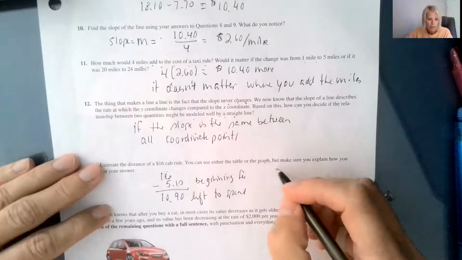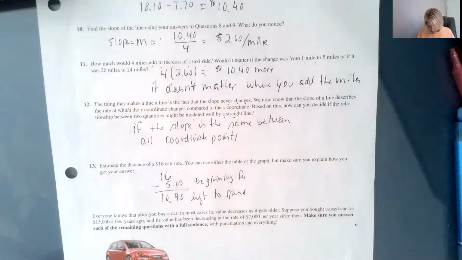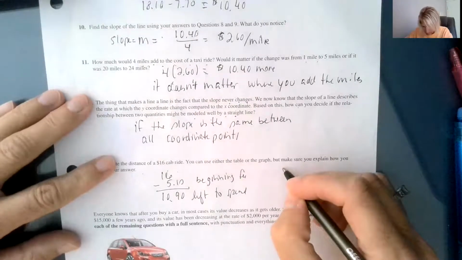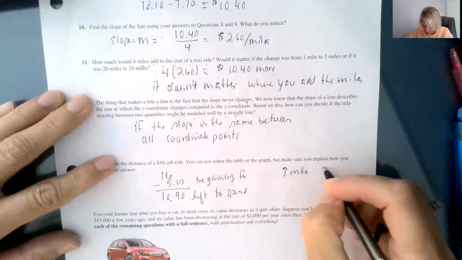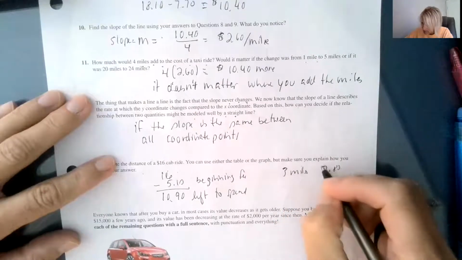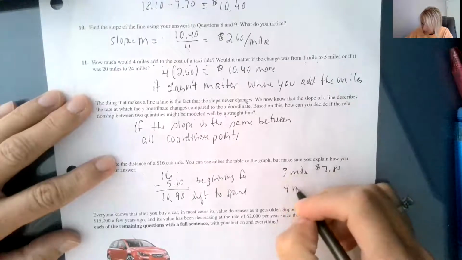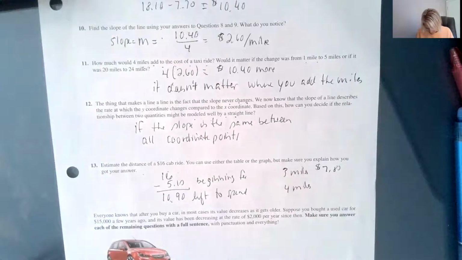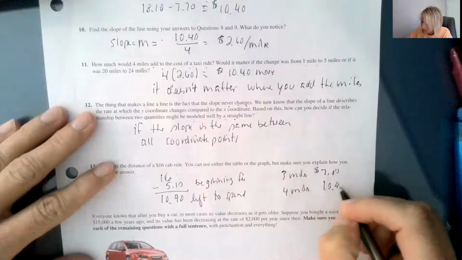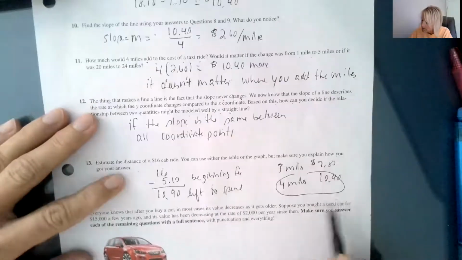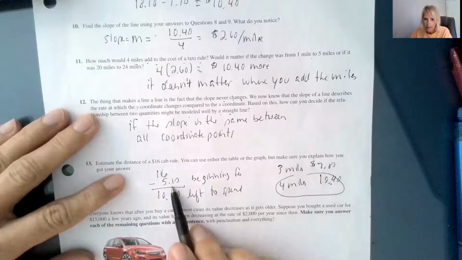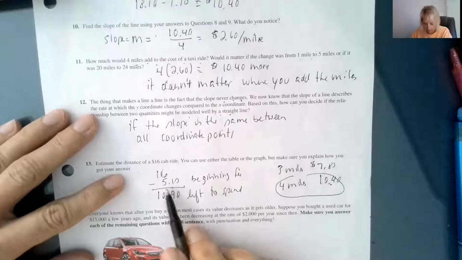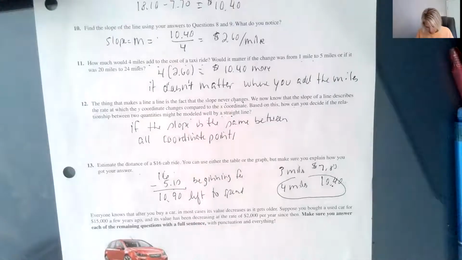And I'm going to do some guess and check. $2.60 times 3 miles is $7.80. So 3 miles is $7.80. And 4 miles is $10.40. So I can go 4 miles because $10.40 plus $5.10 is $15.50. So I'll have 50 cents left over.